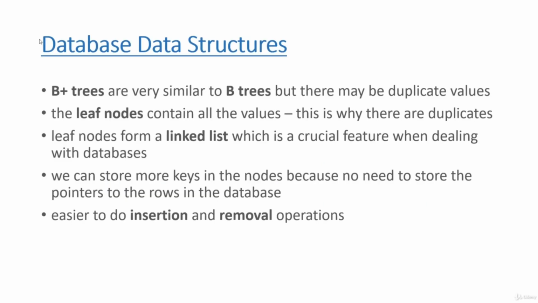Okay, so first of all, B plus trees are very similar to B trees, but there may be duplicate values. What's crucial is that the leaf nodes contain all the values, and this is why there are duplicates. The leaf nodes form a linked list, which is a crucial feature when dealing with databases, and we can store more keys in the nodes because there is no need to store the pointers to the database table related rows. And finally, it is easier to insert and remove items.